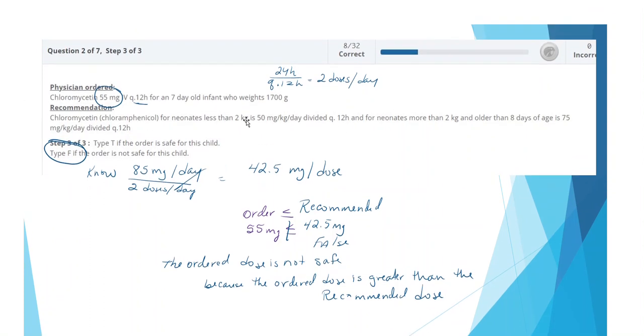So, step 2 just asks us for the maximum or the recommended dose per day. So in step 3, to determine whether it's safe, we needed to find the recommended dose per single dose, the recommended single dose of milligrams per dose, to determine if it was safe or not. And this one's not safe.